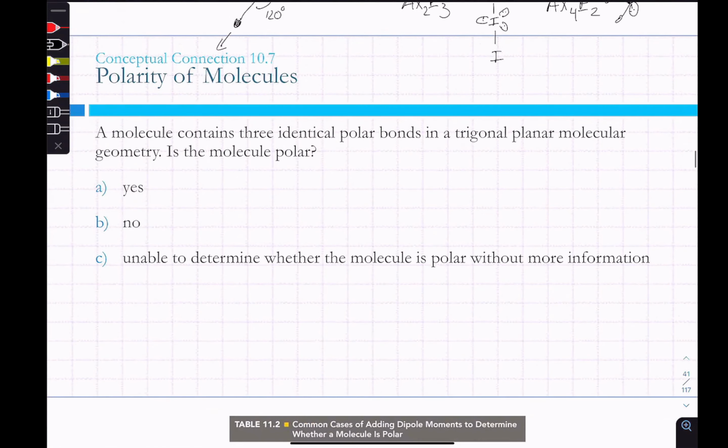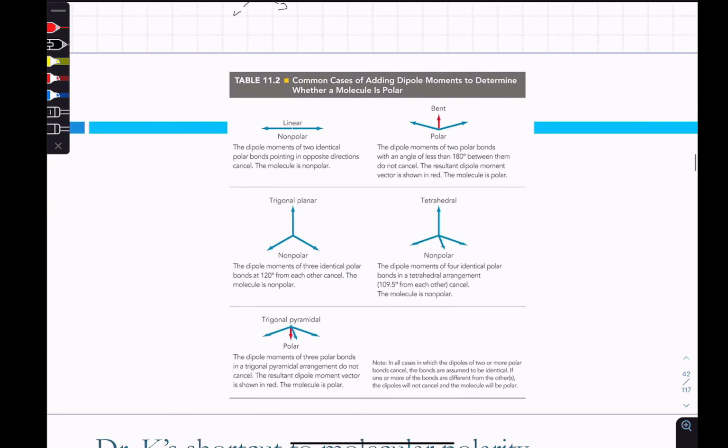Okay, so we have a molecule that contains 3 identical polar bonds in a trigonal planar molecular geometry. Is the molecule polar? Yeah, so this is pulling in 3 separate directions. Trigonal planar is symmetrical, so no, it's not polar. I don't know if I've ever seen the answer be "unable to determine" with the amount of information given. It's a trap.